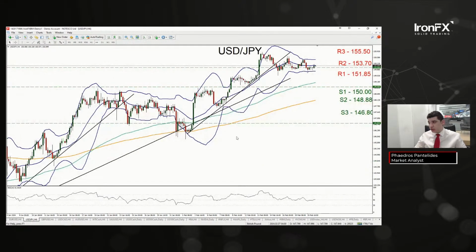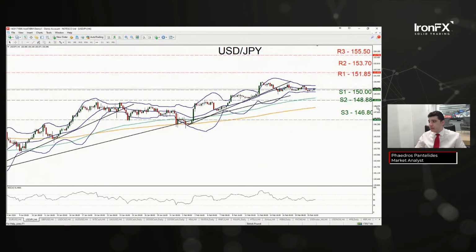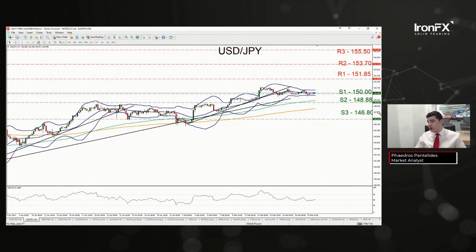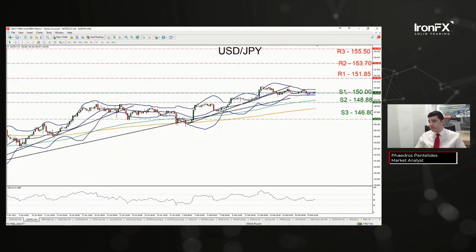Moving on to the dollar against the JPY. Now, we've placed S1 at 150. So this would be a psychological support level. Now, one might be wondering, well, why won't you place your S1 level slightly lower? Well, in this particular scenario, 150 is a very nice big figure. It's 150. There's a psychological impact in trading as well.